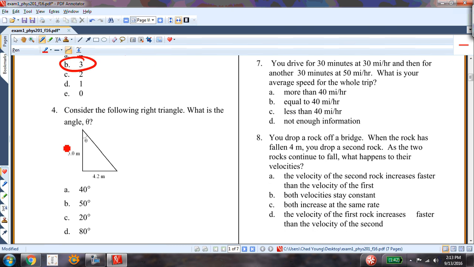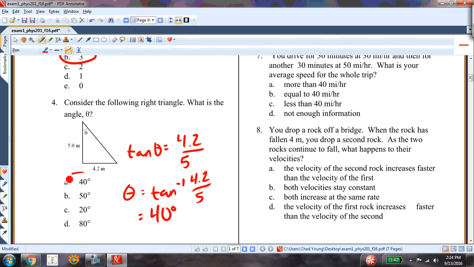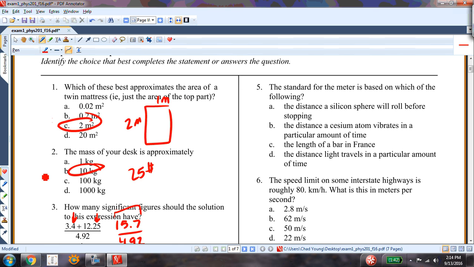Consider this following right triangle. What is the angle theta? Well, tan of theta is 4.2 over 5. So theta is the inverse tan of 4.2 over 5, and that is equal to 40 degrees. The standard for the meter is based on the distance light travels.